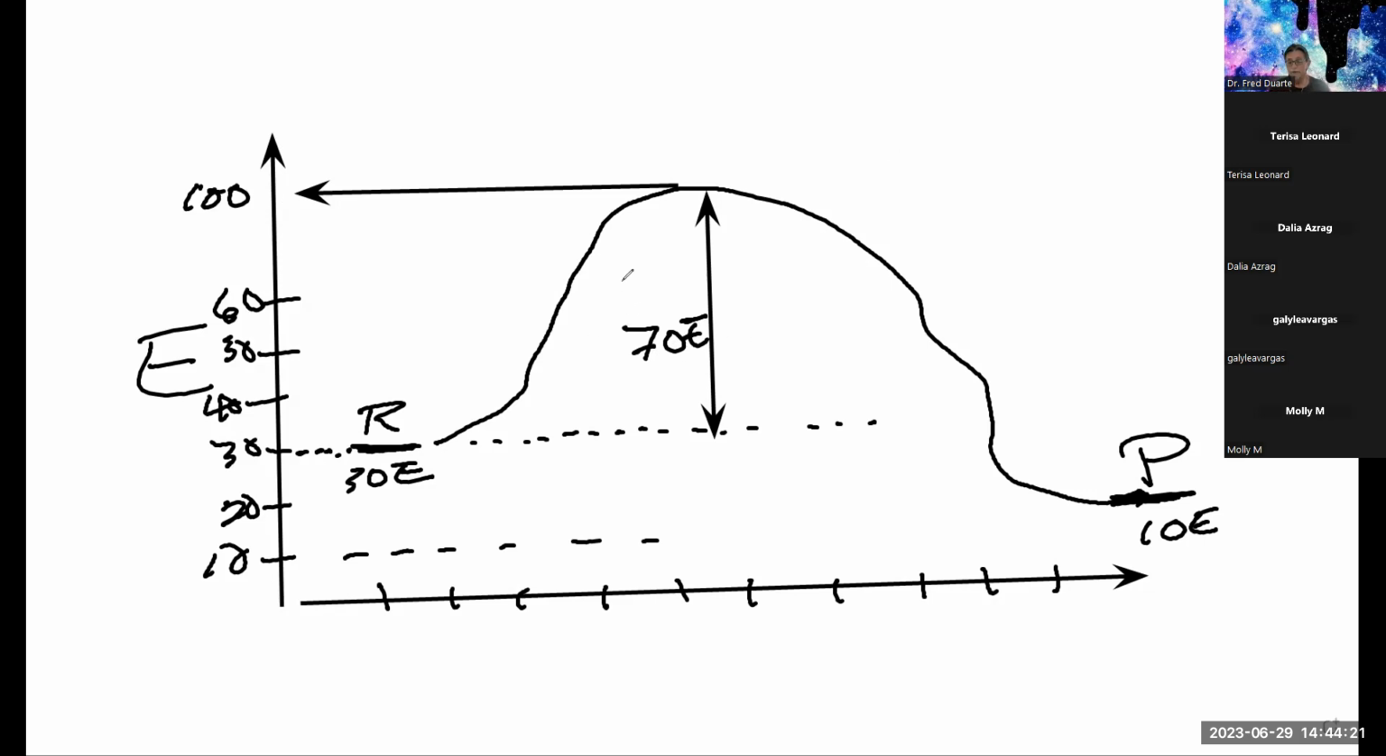That amount of energy we call the energy of activation. That is the minimum amount of energy for this hypothetical reaction of R going to products. Okay.